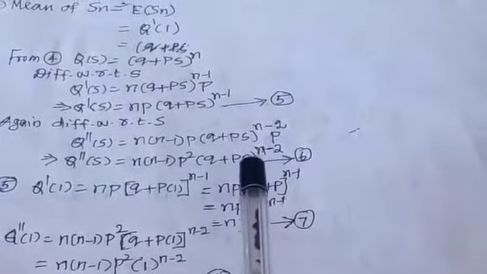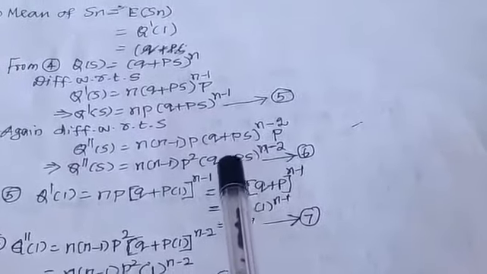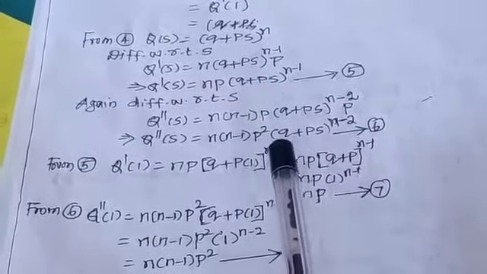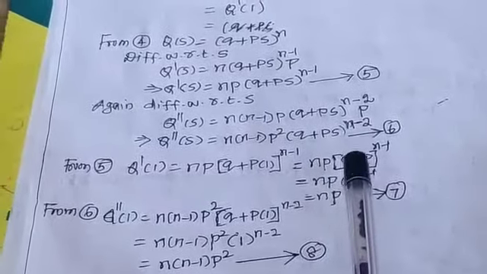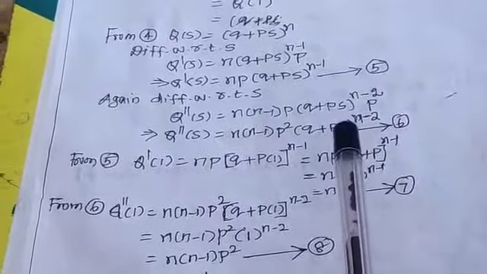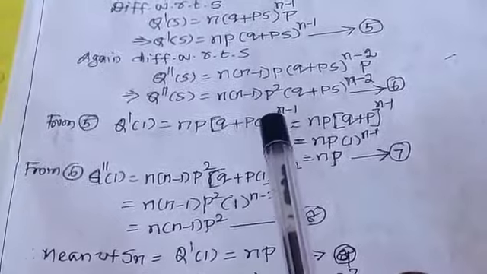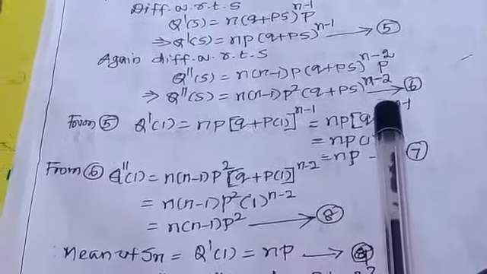The variance formula needs Q double dash of s. That's why here again we differentiate with respect to s. Here np is constant, and x power n differentiation is n into x power n minus 1. Therefore n into n minus 1 into p into q plus ps power n minus 2. Then the differentiation of the parenthesis part: q is constant and the derivative of ps is p. Therefore Q double dash of s equal to n into n minus 1 p square, q plus ps power n minus 2. This one is equation number 6.